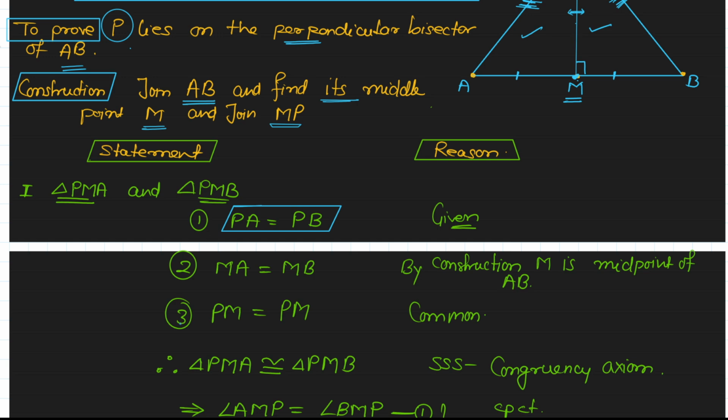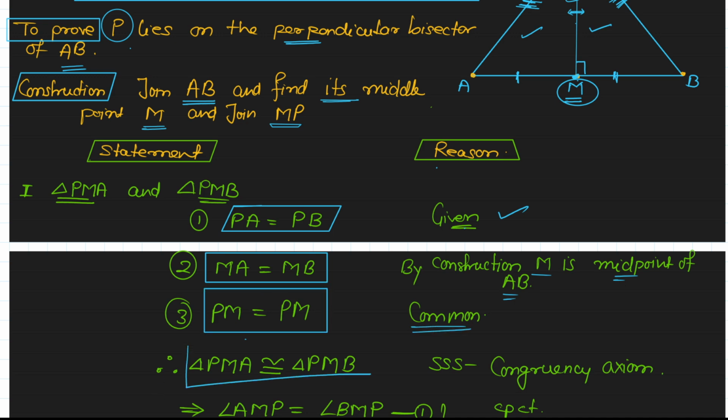PA equal to PB and MA equal to MB. So MA equal to MB, since M is the midpoint of line AB. So this part is given. So in the reason part also we can write this part is given, by construction, M is the midpoint of AB. Then PM and PM, this line is common for both triangles. So PM equal to PM. This line is common for both the triangles.